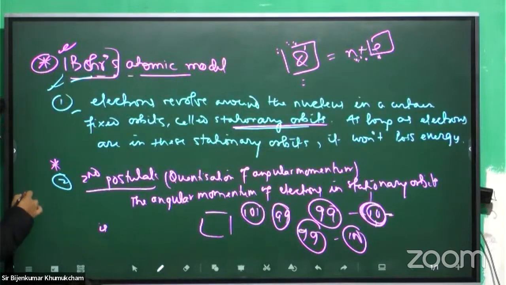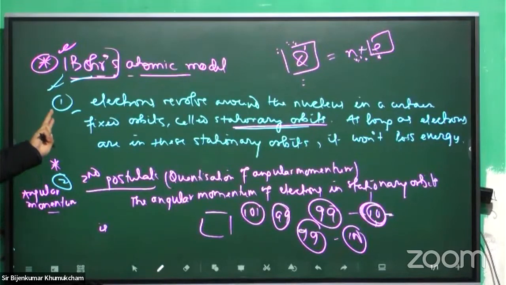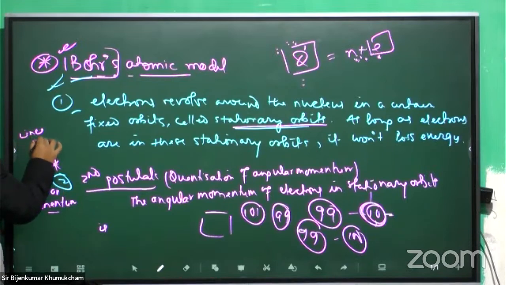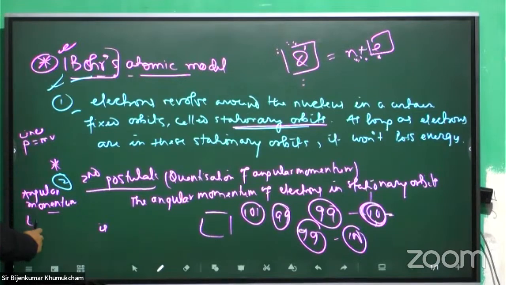What is angular momentum? Forget about quantization. There are two types of momentum: one is linear and one is angular. Linear momentum is m v, and angular momentum is represented by L. How to convert: L equals r cross p, which is m v r when the angle is 90 degrees.